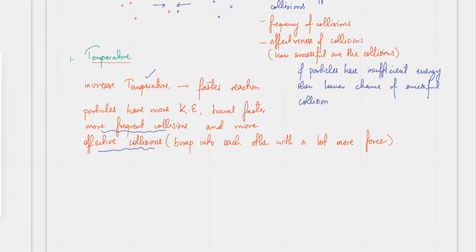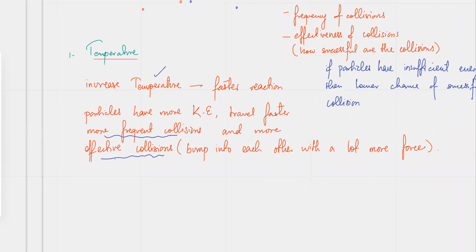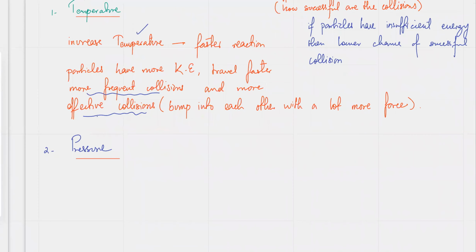So let's move to point number 2. And you have to remember, use the two terms. Okay, you're going to talk about the frequency of collisions, and you're going to talk about how successful they are, the effectiveness of the collisions. Now, point number 2 is pressure. Now, when it comes to pressure, remember this pressure only affects gases. That's it.